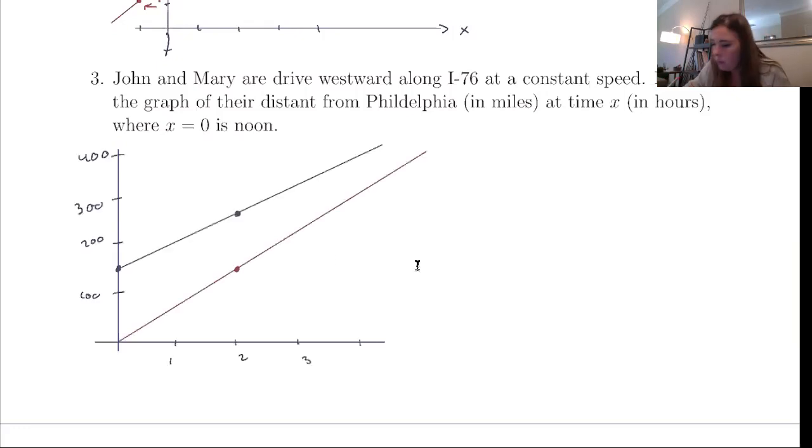Okay, here's my beautiful graph. And I had to look at the textbook while I was doing it. Okay. So this is X in hours, and this is Y in miles. All right, cool. So that's our graph, right?